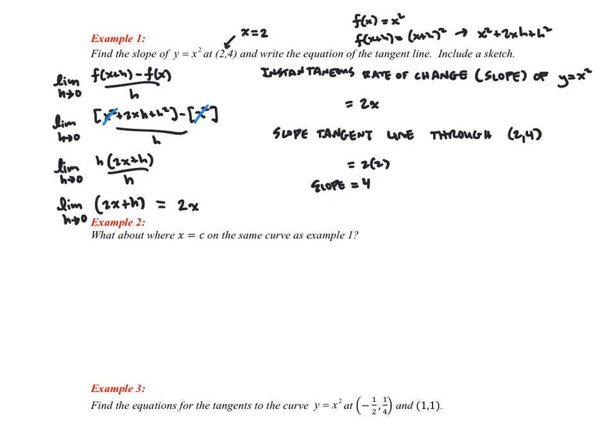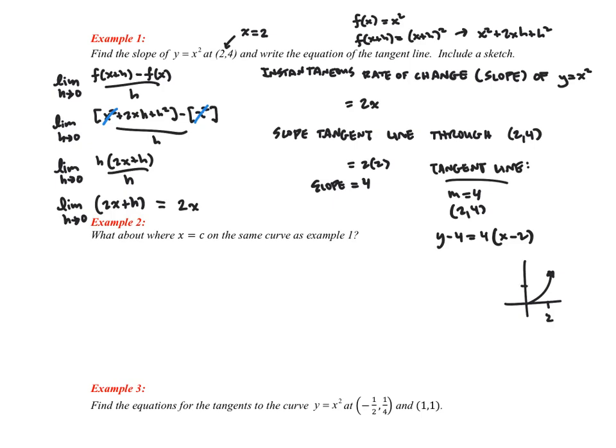Thus, I can write an equation of the tangent line. So the tangent line equation will be as follows. I've got a slope. That slope is 4. I've got a point. That point is (2, 4). Therefore, the equation will be y minus 4 is equal to 4 times (x minus 2). So if we look at the equation in graphical form, here's the point (2, 4). The equation of the tangent line would be this. Outstanding.